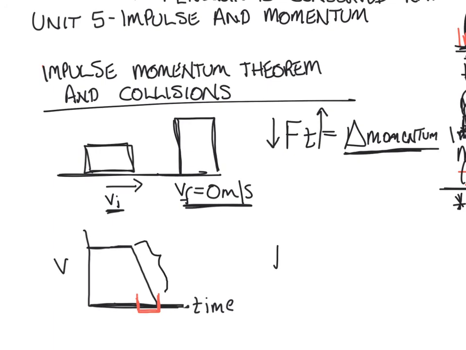Looking at force on its own graph in this particular situation, you might see something like this. No force acting on the block for a good chunk of the time, and then all of a sudden we have a collision. The shaded area under the curve is equal to your impulse.